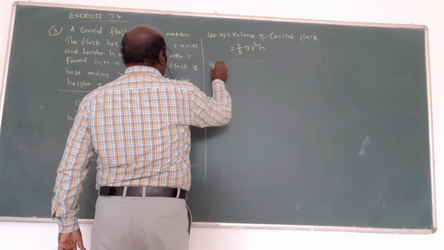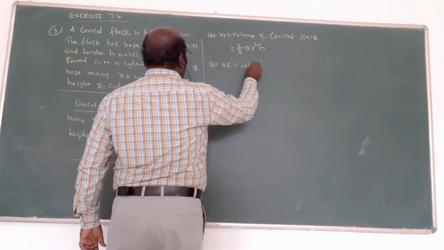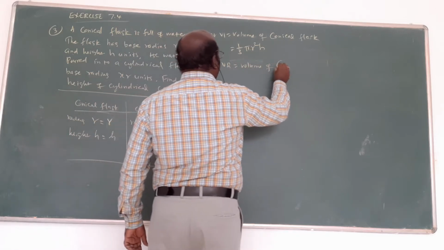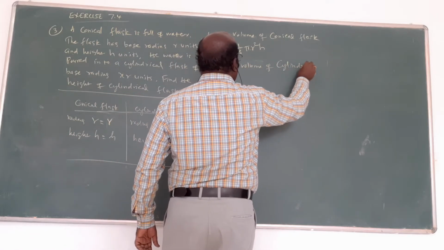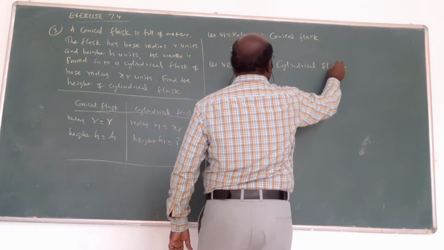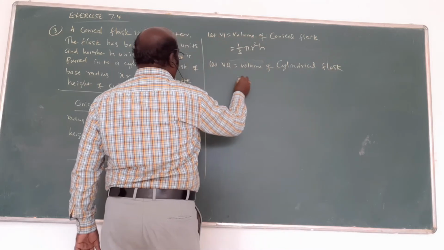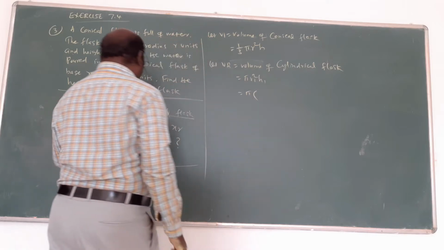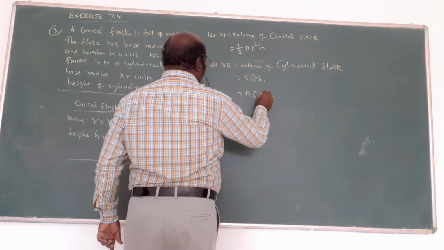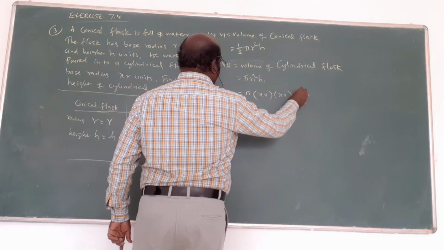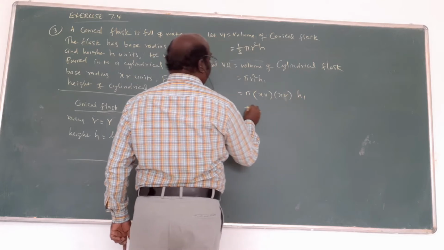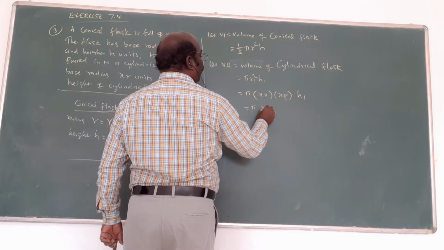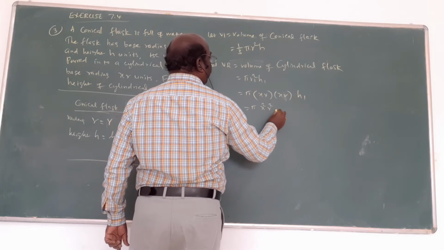Now, let V2 equal to volume of cylindrical flask. Cylindrical flask. What is the formula? Pi R1 square H1. Pi into R1, which is XR, XR into XR into H1. Now multiplying, x square R square H1.